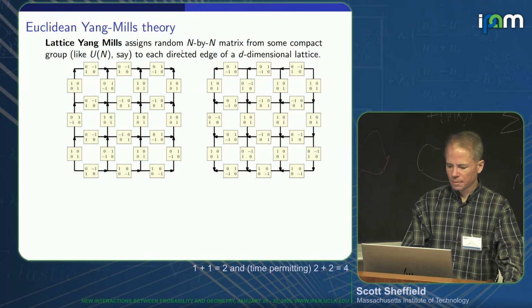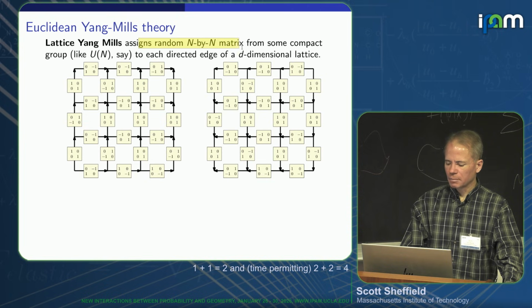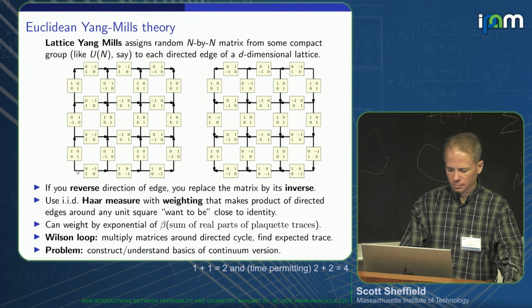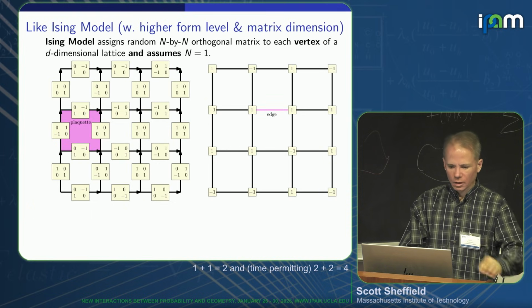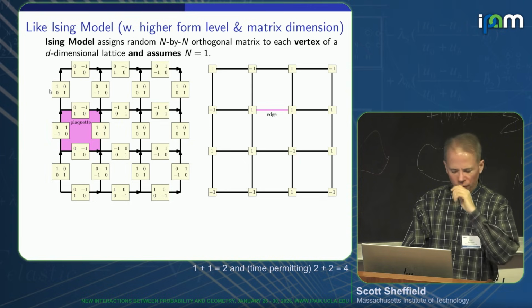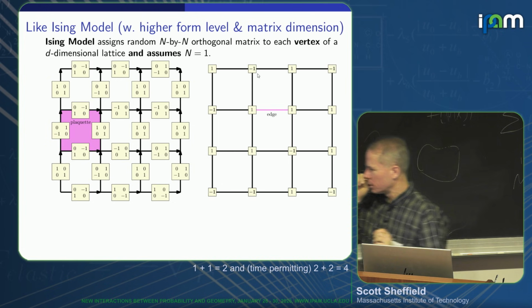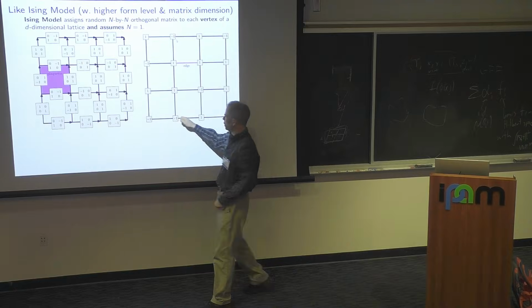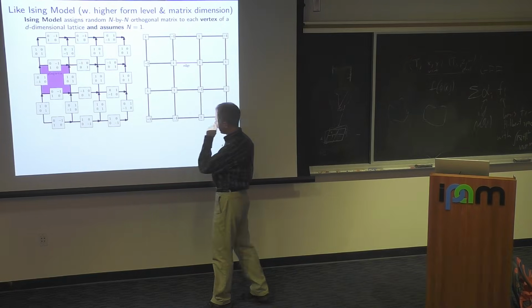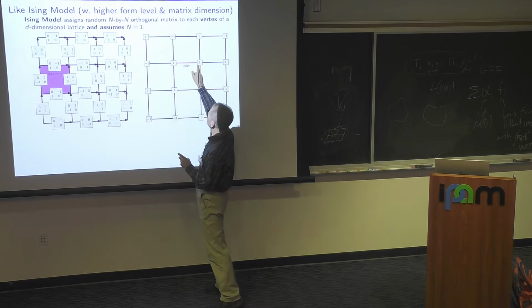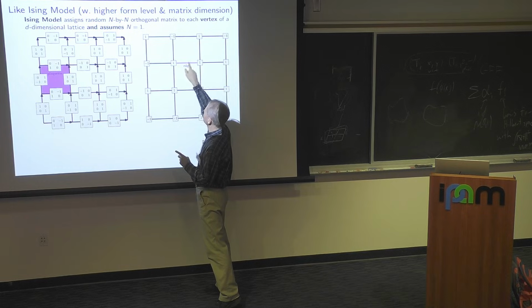So lattice Yang-Mills: we assign a random n by n matrix, from some compact Lie group, to each edge of a d-dimensional lattice. Right, so now it's very similar to the Ising model. Here I picture the Ising model on the right. In the Ising model, remember that you take a plus or minus 1 for every vertex, and then you have a weight for every edge.